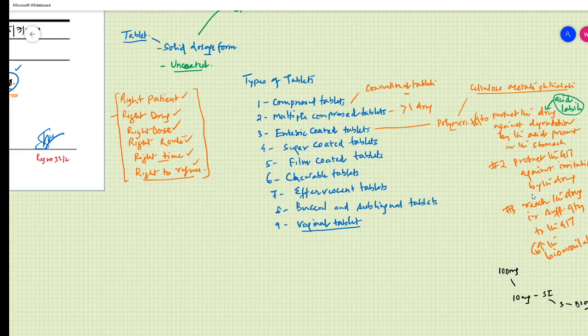If you protect it, what's going to happen? Maybe 90 milligram reaches the small intestine. Out of that, from 10 we get 3, so from 90, maybe 27 would reach the blood. Still it is greater than 10, and it's a better idea. So that's what we are trying to explain here. The third reason is to increase the bioavailability. That is the reason why enteric coating is done.